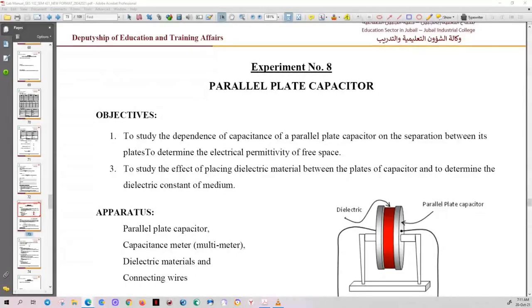Again, good morning, everyone. Our topic for today is experiment number 8, parallel plate capacitor. In this activity, we are going to study the relationship between the capacitance of a parallel plate capacitor and the separation distance between the plates.